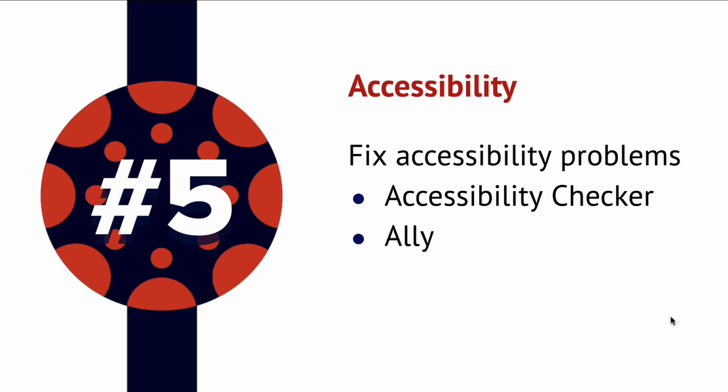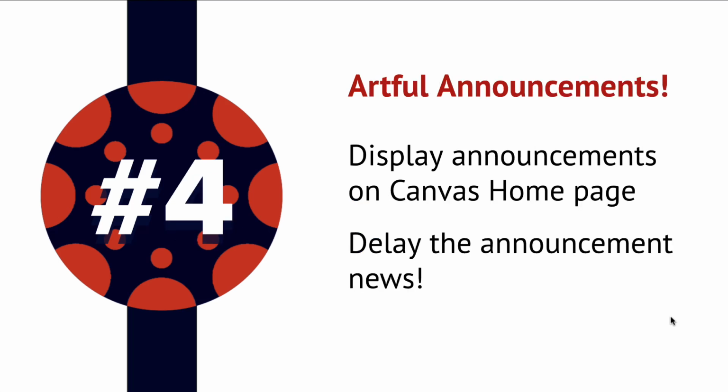So we've had a very quick look at accessibility and fixed some of the common problems. And now you know 2 different tools that can help you identify problems and fix them. Let's move on now to number 4, Artful Announcements.